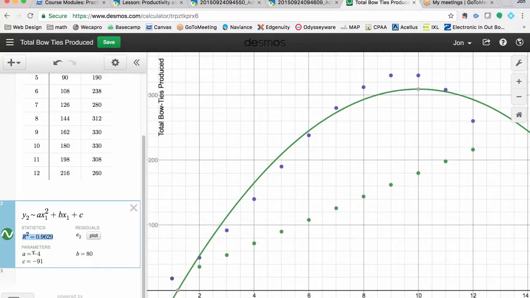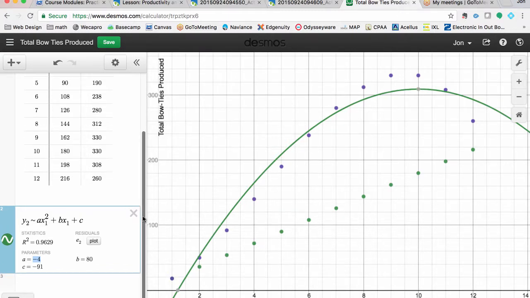But there we go. There are my values for a, b, and c. It'd be negative 4x squared plus 80x plus negative 91. So now I have a quadratic equation that is fitting my data. So we can use our Desmos calculator to come up with models that seem to fit. And that's what people do. We have data everywhere. We use computers and we try to come up with mathematical models that fit. The linear one fit perfectly. This quadratic one fits okay. Not the greatest, but it fits okay.